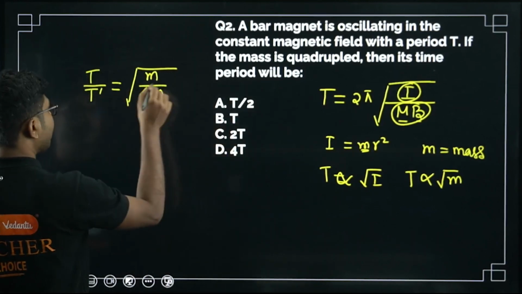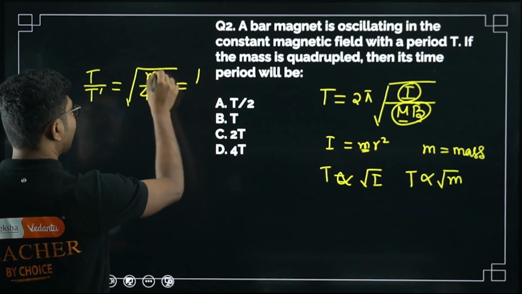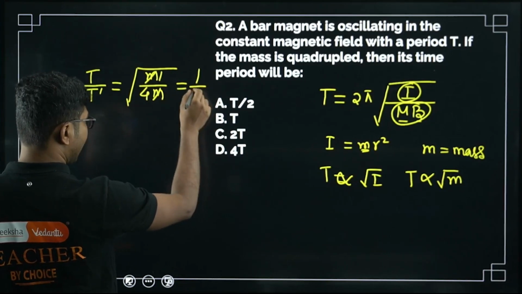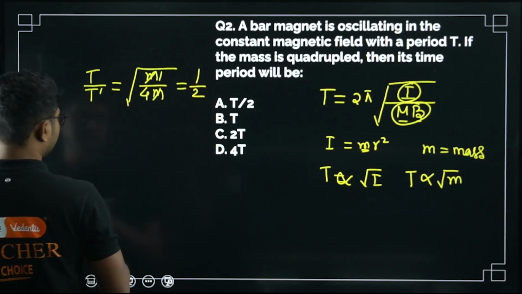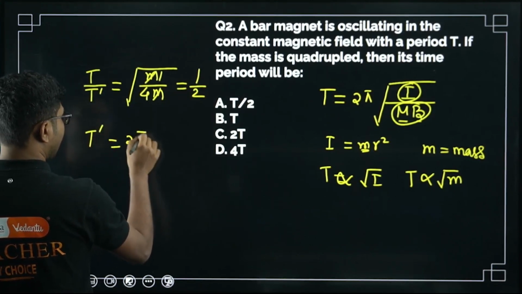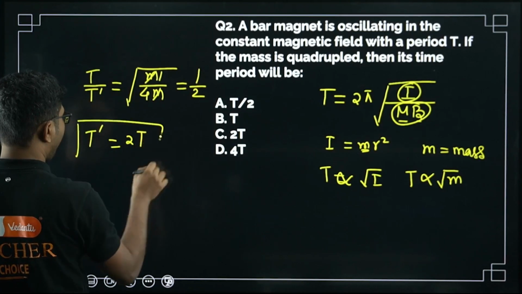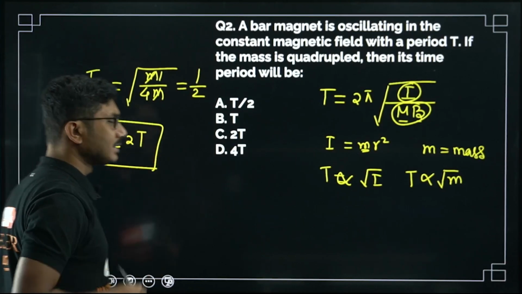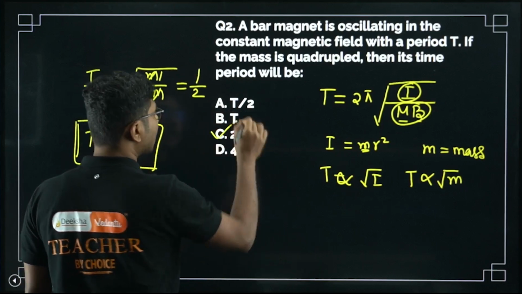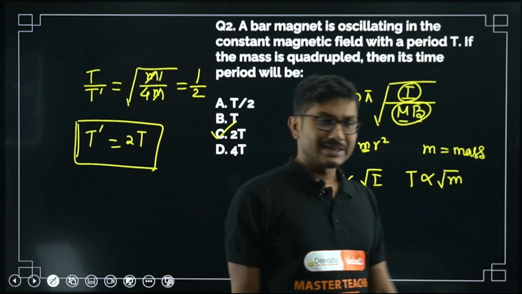Okay, so from here, mass m cancels, so it will be 1 by root 4, that is 1 by 2. So T dash is basically 2T. So if you quadruple the mass, the time period will be twice. So the correct answer is option C.